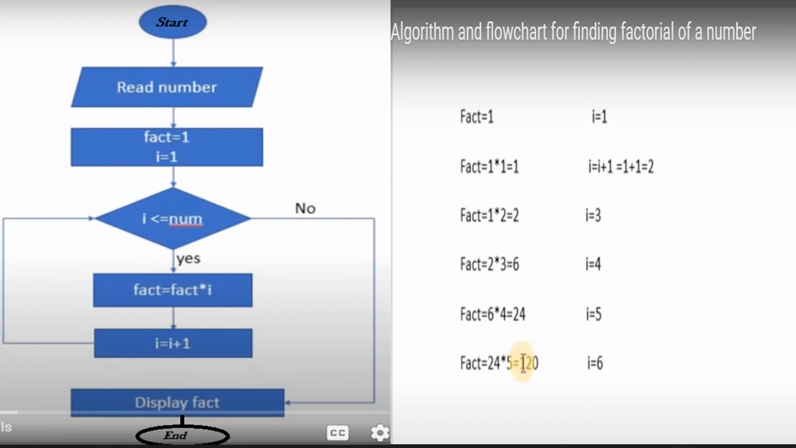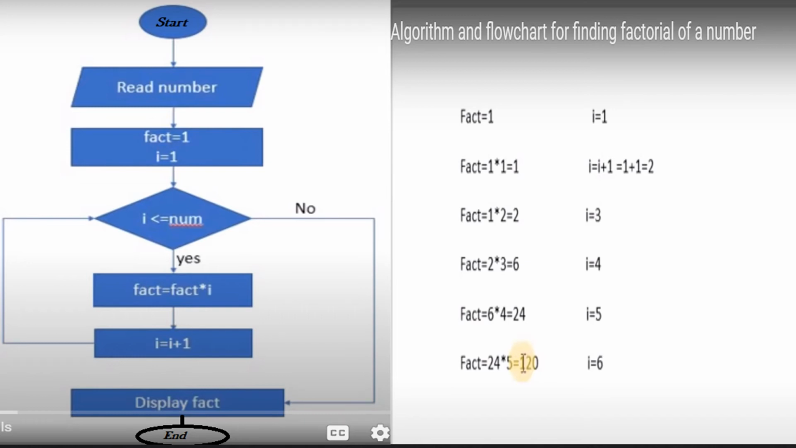So next I will increment and I will become 6 and it will go back to step 4 and we'll check the condition that I is less than or equal to number. So 6 is not less than or equal to 5. Both conditions become false and the program will execute and the flowchart gets finished.